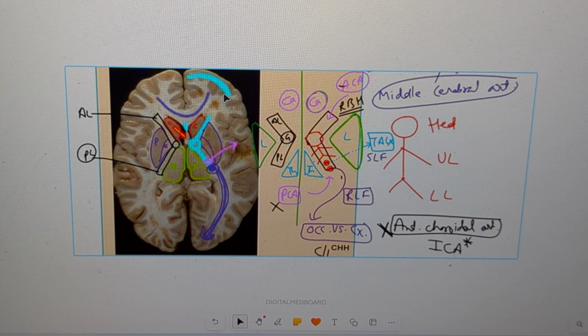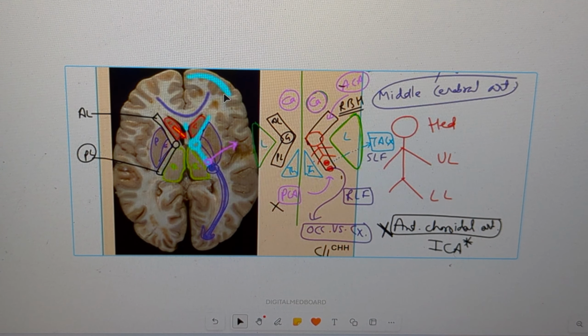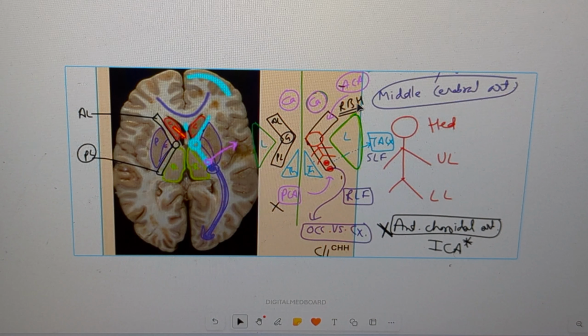for controlling social behavior. The recurrent artery of Heubner is a branch of the anterior cerebral artery. If the recurrent artery of Heubner is blocked, it can lead to problems with social behavior.